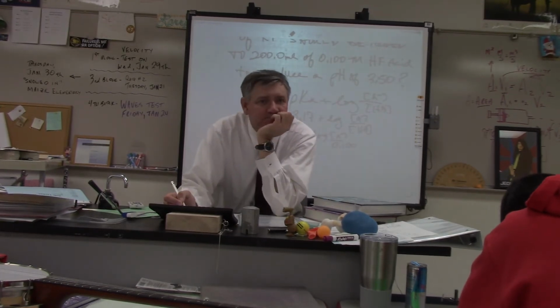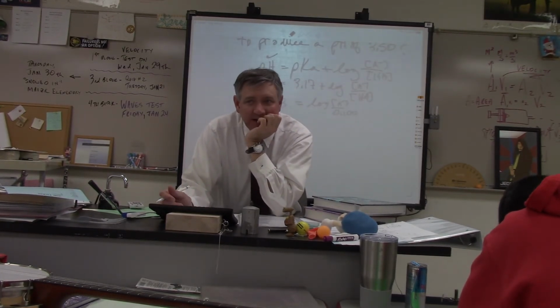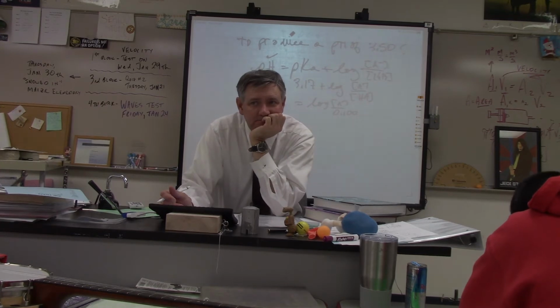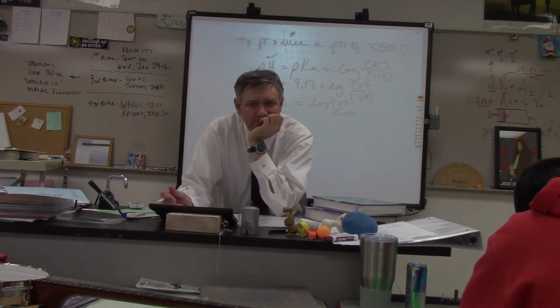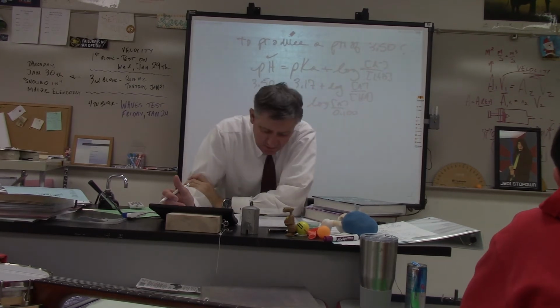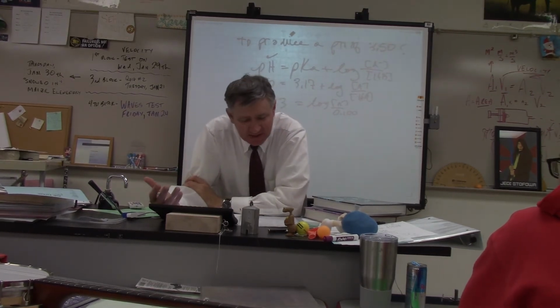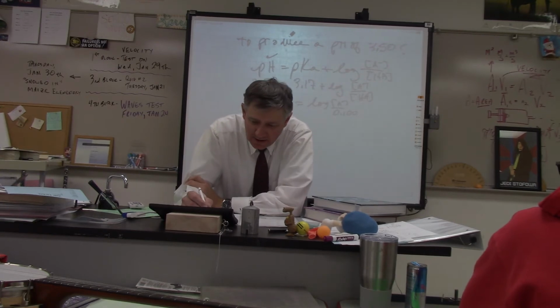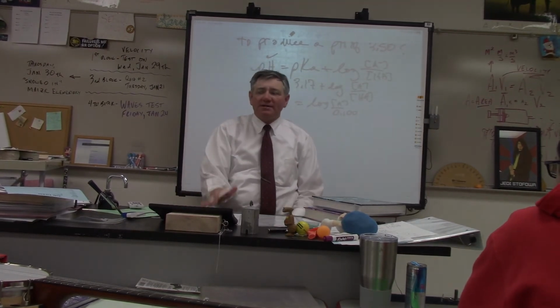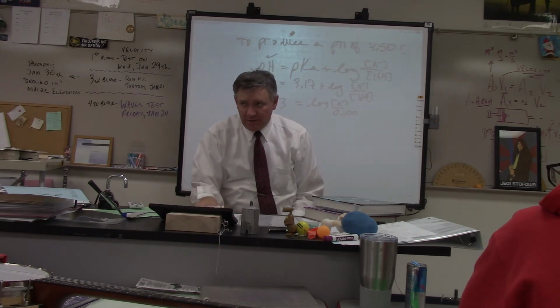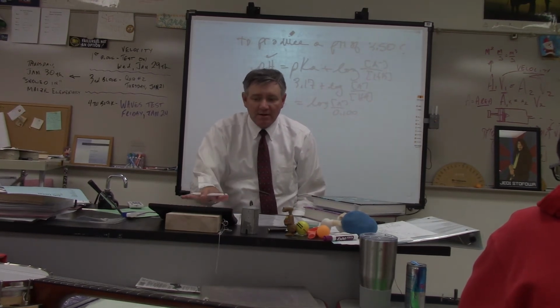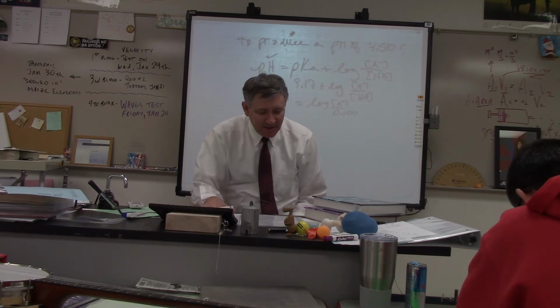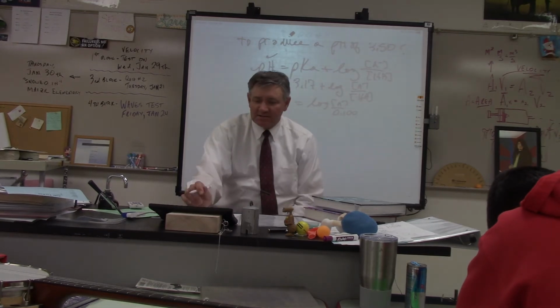Now what? Separate the logs. How do I do that? Log of A minus log of HA. Well, how about this? Let's just get rid of the log. How can we get rid of the log? Take 10 to the power. Let's take 10 to the 0.33. Now, don't take 10 to the negative 0.33, because this is log.